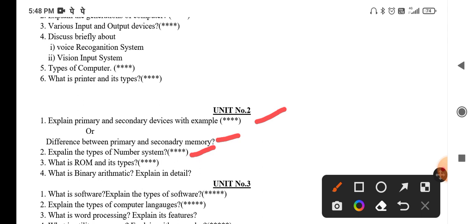Next, in unit number 2, a very important question is: explain the types of number systems. Why we are using number systems and what are the different types of number systems, we have to write it.